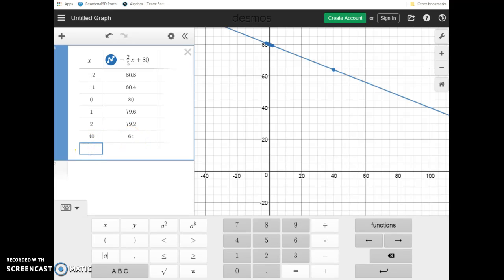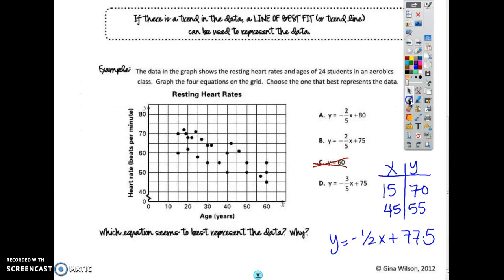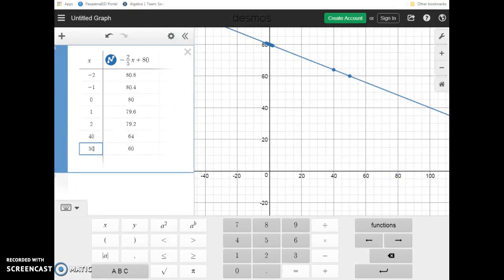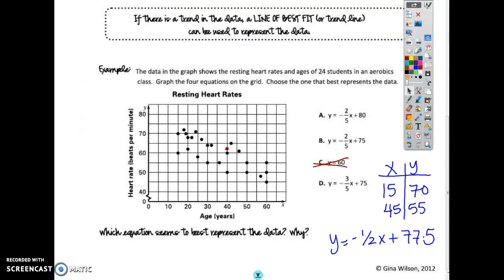And then let's do 50. Let's plot that point. So let's plot 40, 64, and 50, 60 on your graph. 40, 64 would be right here. And what's the other one? 50 and 60.